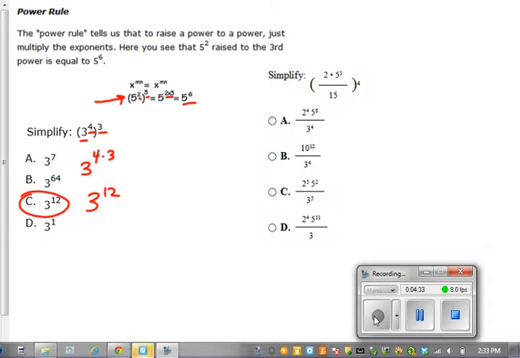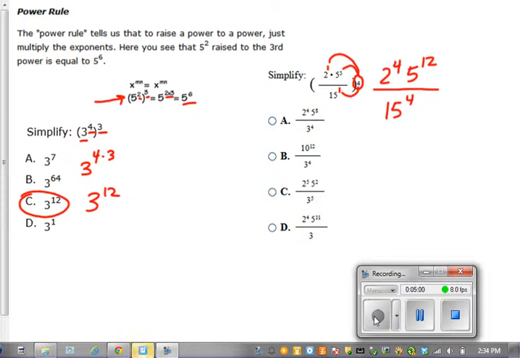So if we look over on the next answer here, everything is raised to the 4th power. Okay, 15 really has an exponent of 1. 2 really has an exponent of 1. So I'm going to raise everything to the 4th power. Power to power, 1 times 4, I get 2 to the 4th. Power to power, I get 5 to the 12th, 3 times 4. Divided by power to power, 15, 1 times 4 is 4.